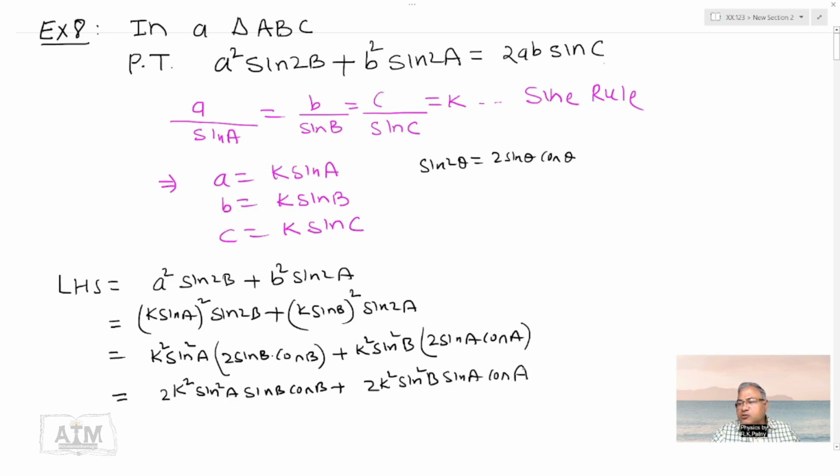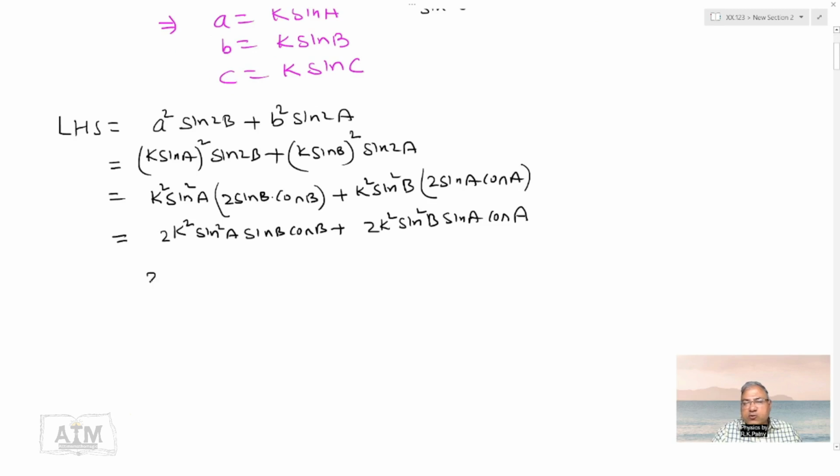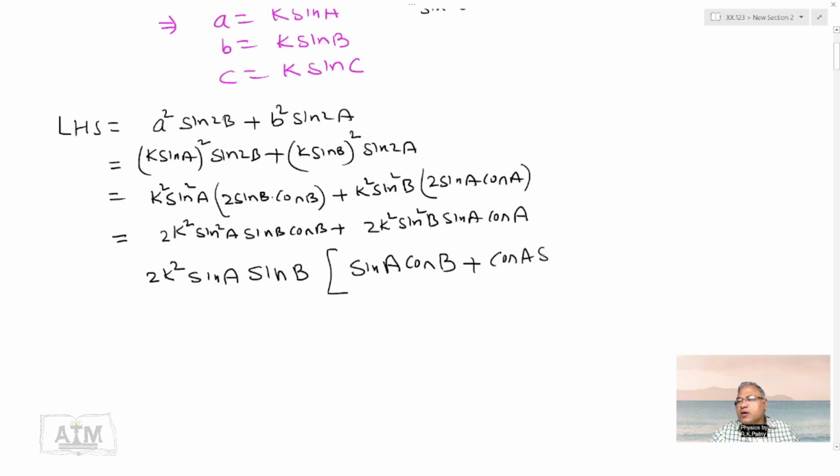After that, I can take the common. What is common? 2K square common, then sin A common, then sin B common. What is not common is written in the bracket, that is sin A cos B and cos A sin B. So 2K square sin A sin B, and this becomes sin A cos B plus cos A sin B, which becomes sin of A plus B.